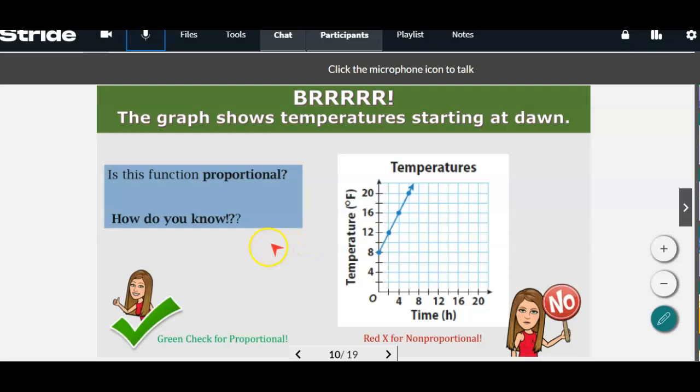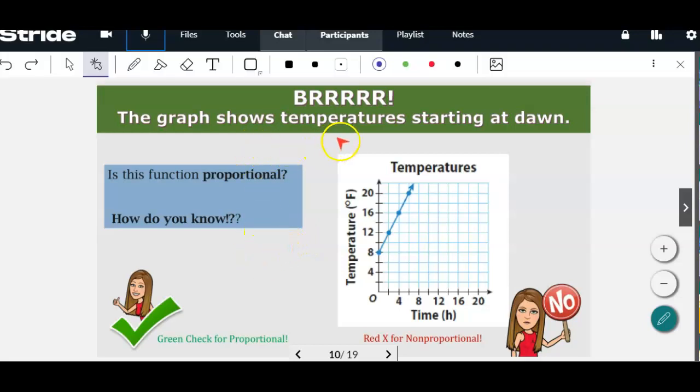Okay, we're going to focus on some real-world situations. So this graph shows temperatures starting at dawn, which is when the sun's coming up. 8 degrees is cold. That's why I put brr. Okay, is the function proportional? Okay, so proportional, nope, has to be here. So it has to start at 0, 0. So whatever time they started this, it's 8 degrees. So this is not proportional. So big no, circle Miss Horton there, no.